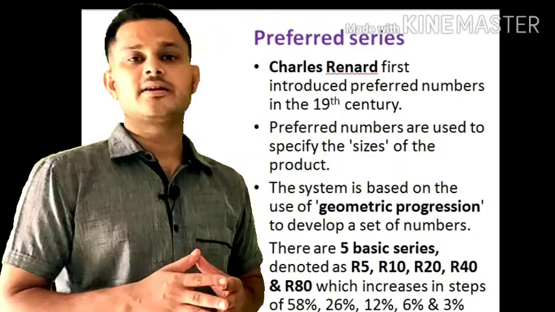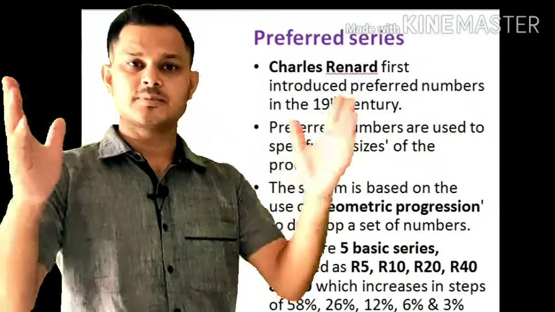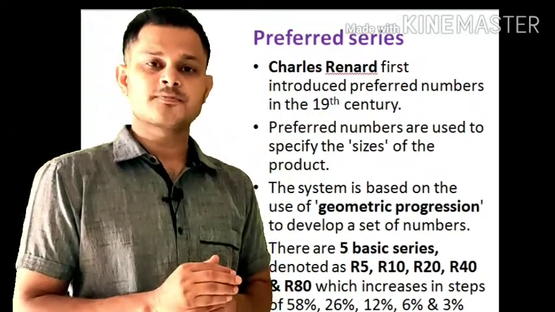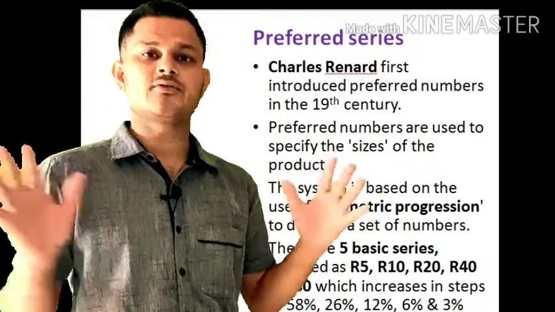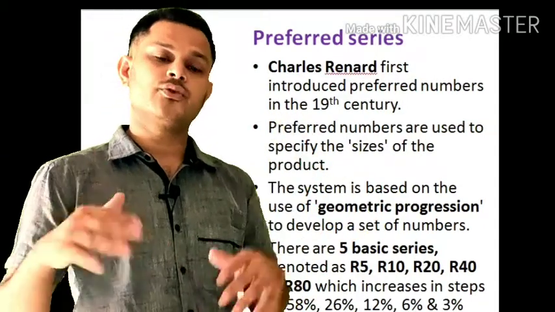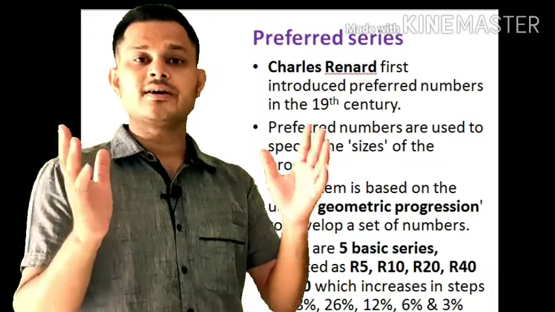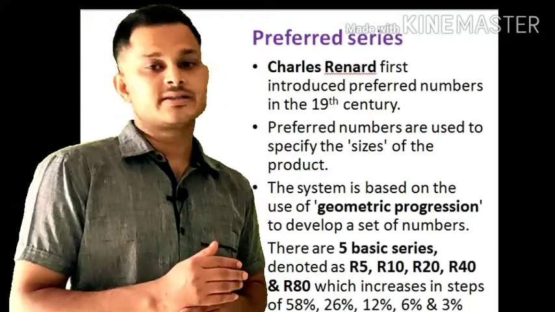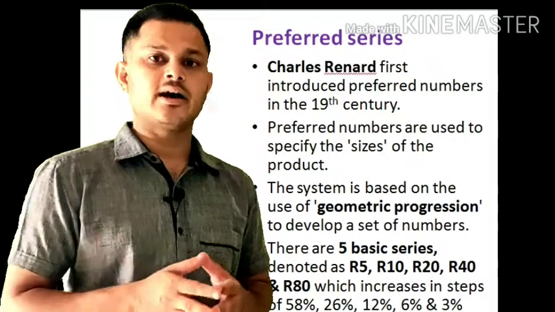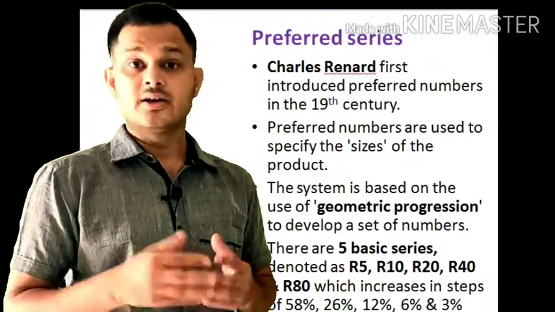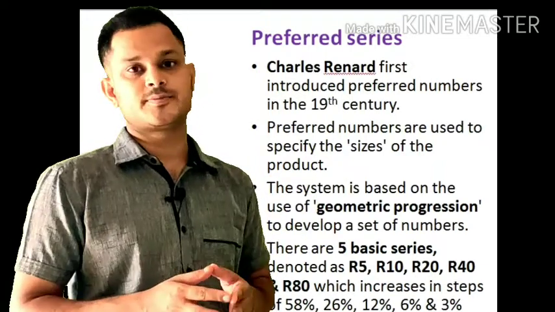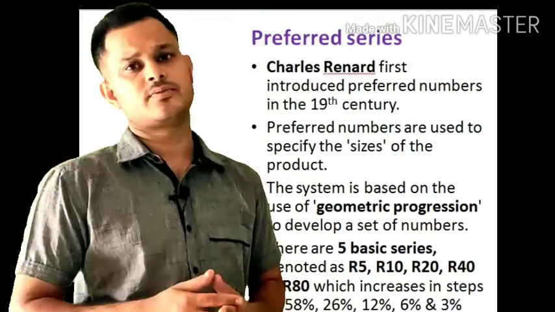So Charles Renard decided, okay, let us have some standard method. He used the method of geometric progressions and he decided a few series of numbers which can be used for identifying or setting the different sizes of a product. So the basic series were R5, R10, R20, R40 and R80, which are 58%, 26%, 12%, 6% and 3%. We will go into details about this.